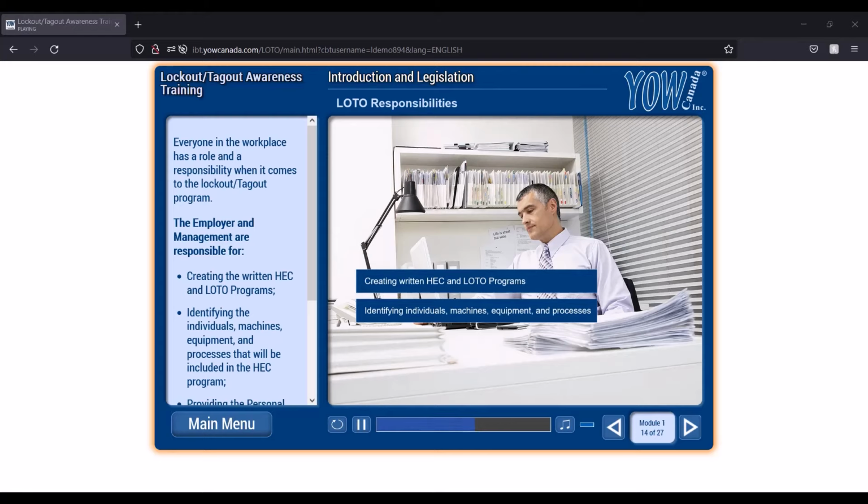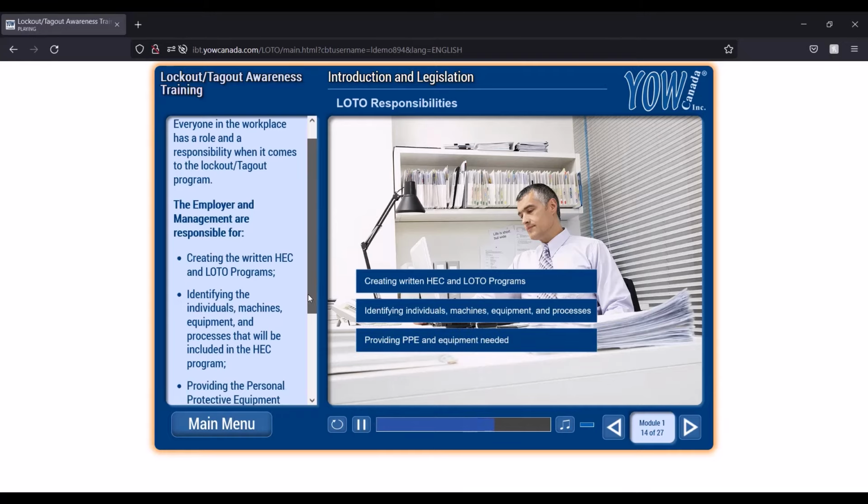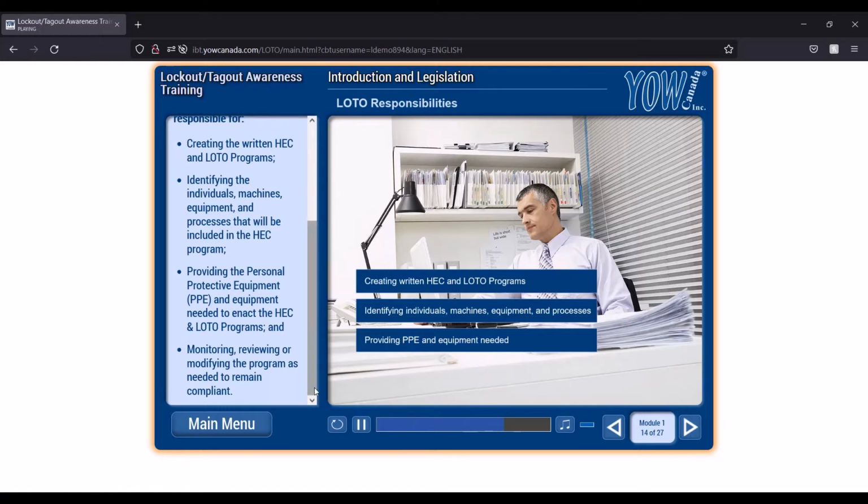processes that will be included in the HEC program, providing the personal protective equipment, PPE, and equipment needed to enact the HEC and Loto programs, and monitoring, reviewing, or modifying the program as needed to remain compliant.